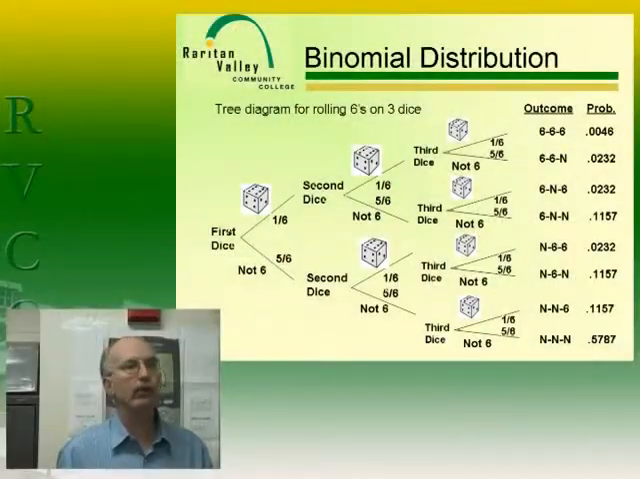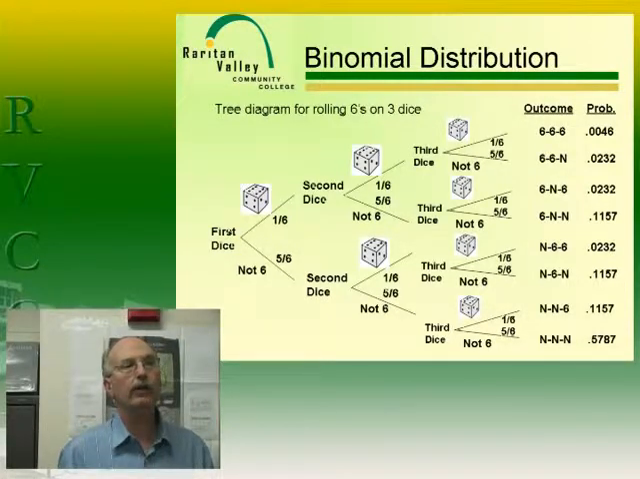Now, in our book, Weiss on Introductory Statistics, he talks about creating a tree diagram. So we've created one here on the chart. And you can see on the first roll of the dice, we can have a 6 with a probability of 1 out of 6, or not a 6, which has a probability of 5 out of 6. On the second dice, we can have a 6 or not a 6, and again, the probability is 1/6 or 5/6. And the same thing on the third dice, a 6 or not a 6.